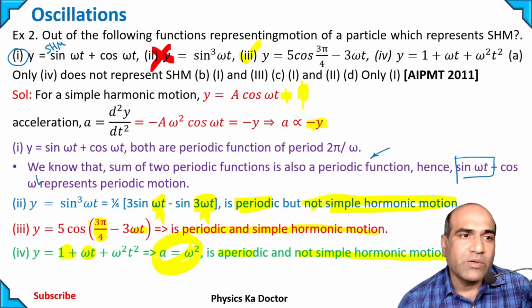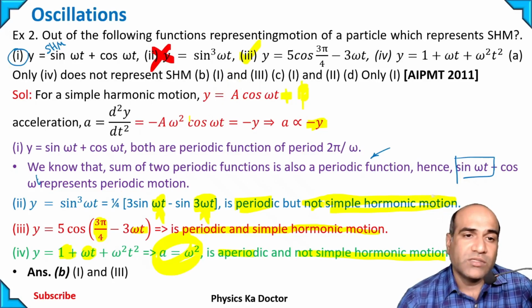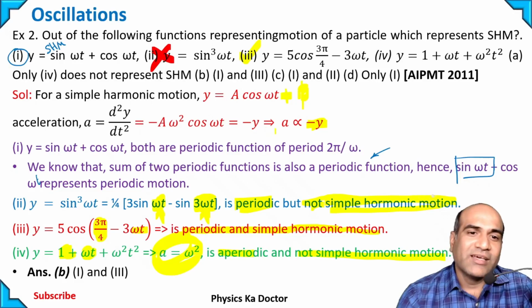So which are our correct answers? 1 and 3. Answer 1 and 3. Therefore, B is our correct answer. So that is the reason B is our correct answer.